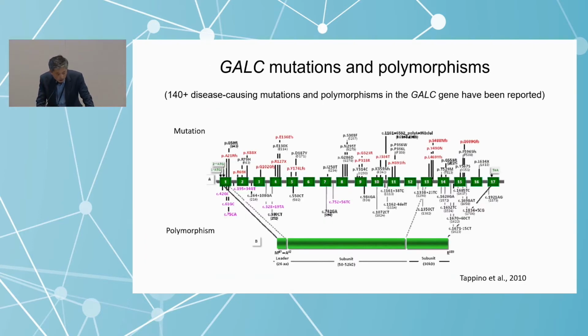This disease is caused by mutations in the galactosylceramidase GALC gene, and this is a list of some of the mutations, found in almost all of the 17 exons. You can see most of the mutations or the polymorphisms can be found this way.